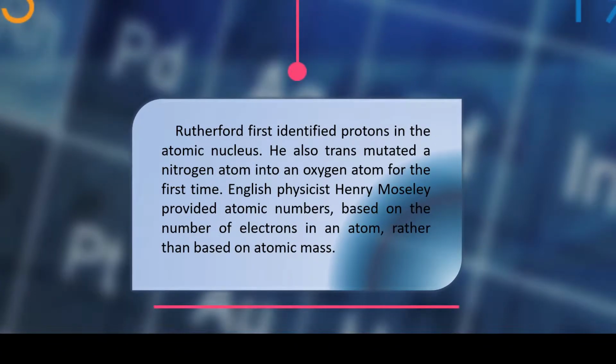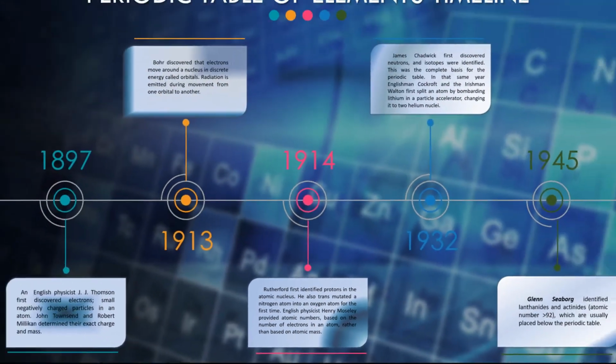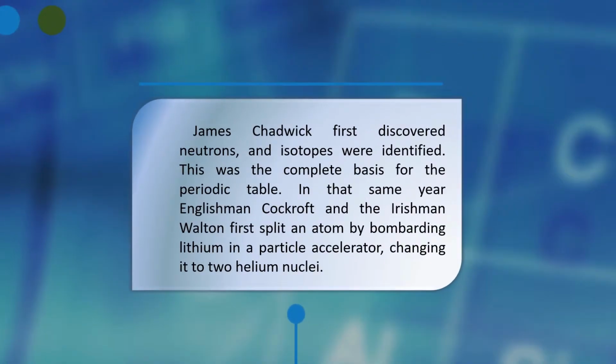In 1914, Rutherford first identified protons in the atomic nucleus. He also transmuted a nitrogen atom into an oxygen atom for the first time. English physicist Henry Moseley provided atomic numbers based on the number of electrons in the atom rather than based on atomic mass. Moreover, in the year 1932, James Chadwick first discovered neutrons and isotopes were identified. This was the complete basis for the periodic table.